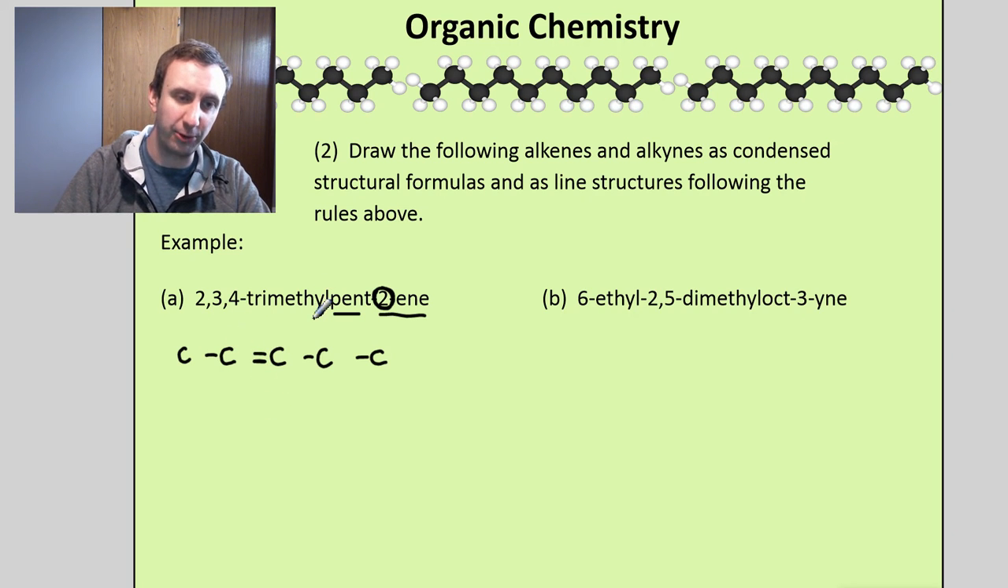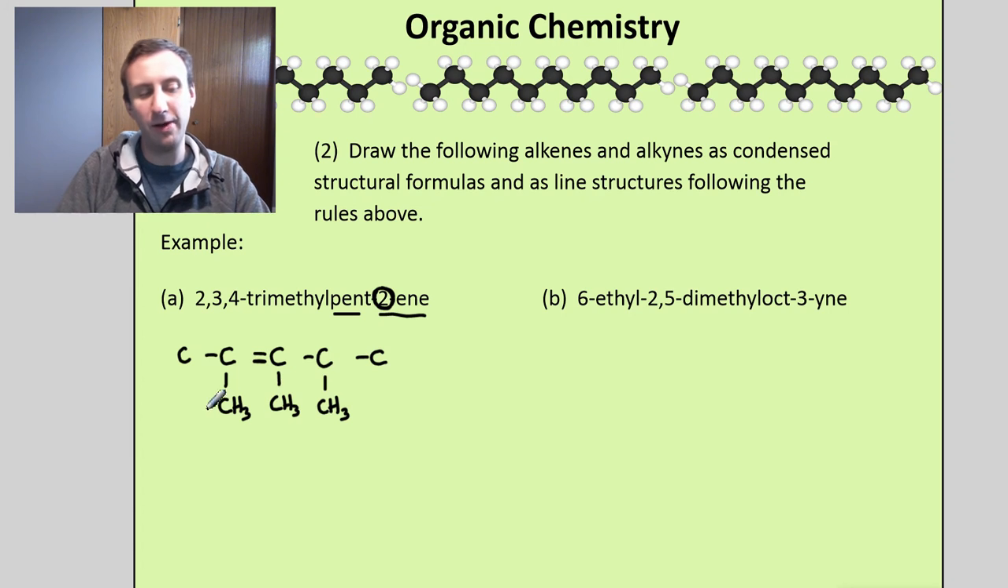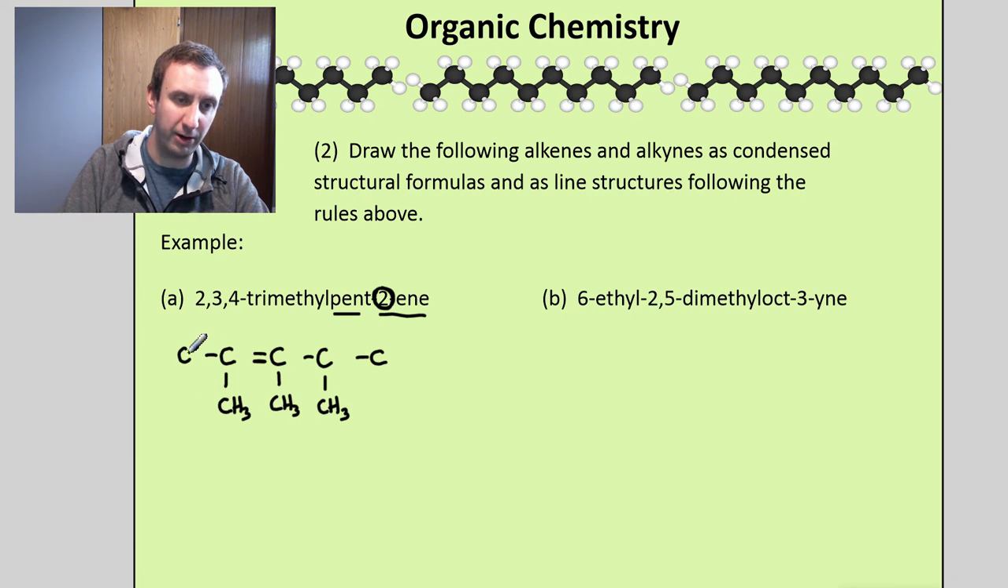Now I can draw my methyl groups. So I have a methyl group here, which is carbon 2, a methyl group here, which is the third carbon, 3, and a methyl group here, which is the fourth carbon, 4. Now I fill this out with the remaining hydrogens I need. So this carbon has 1 bond, so I need 3 hydrogens to get to 4 bonds total. This carbon actually has all 4, 1, 2, 3, 4 bonds.